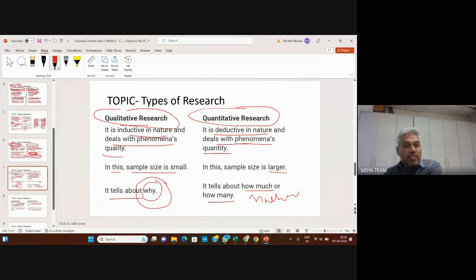In qualitative research, it is inductive in nature and deals with the phenomenon's quality. And in quantitative research, it is deductive in nature and deals with the phenomenon's quantity. It is very simple. In this, sample size is small. They can ask you in which research sample size is small. So they will give you options: qualitative, quantitative, and they can ask you from that pattern, right? In quantitative research, sample size is larger, and it tells about why, and it tells about how much.